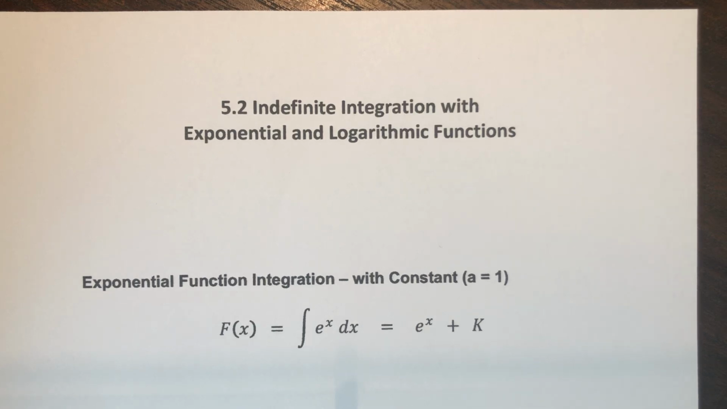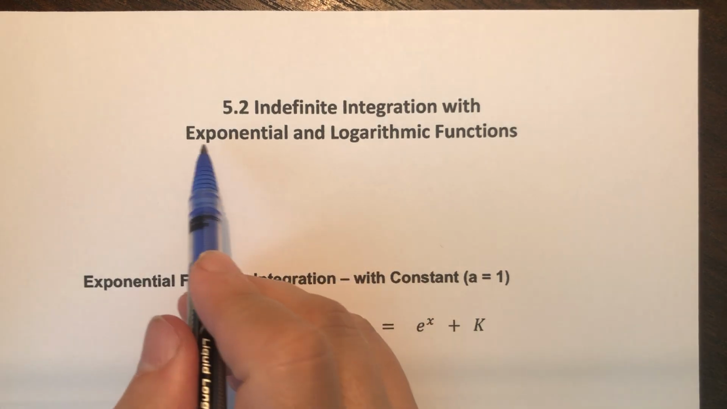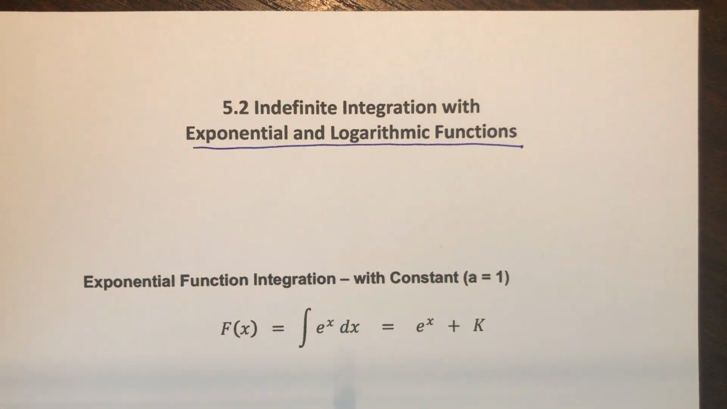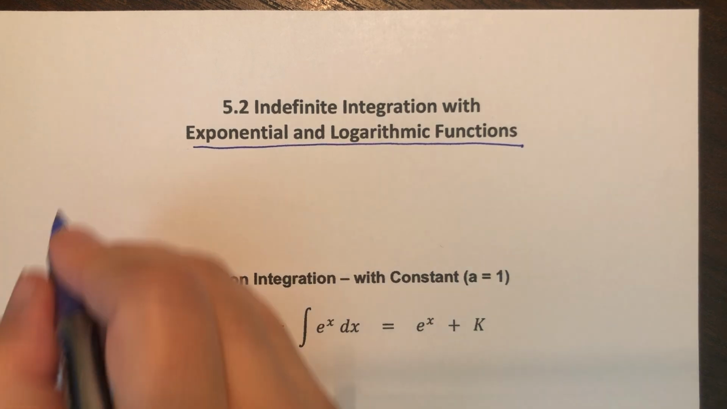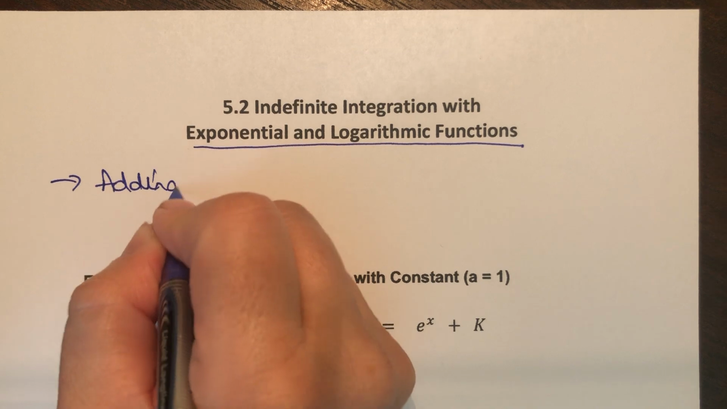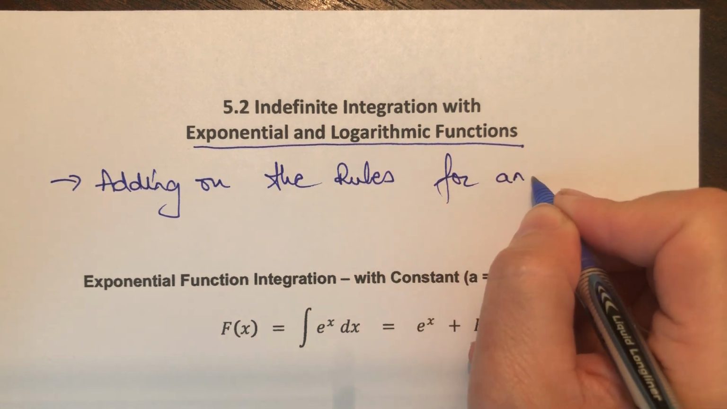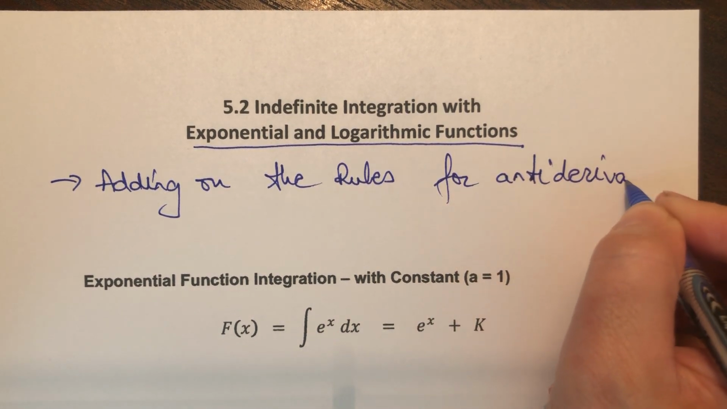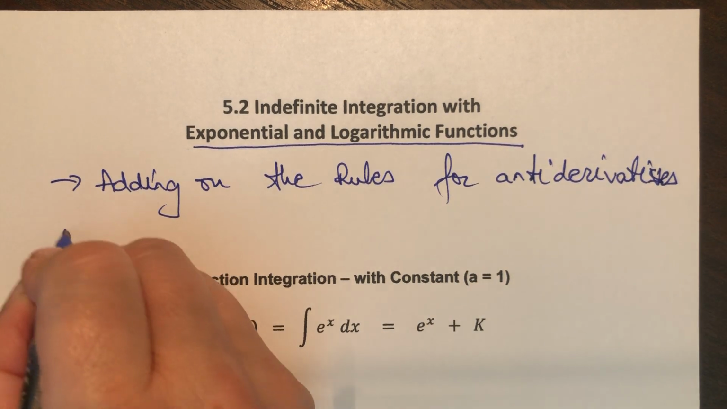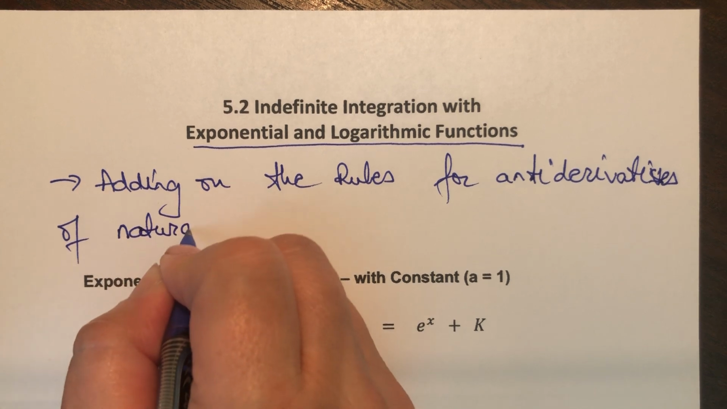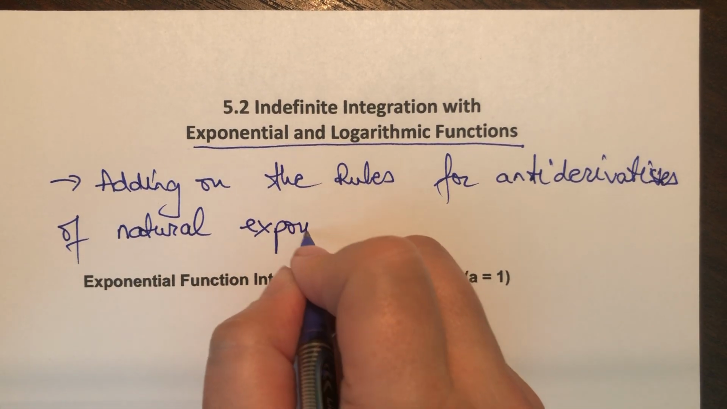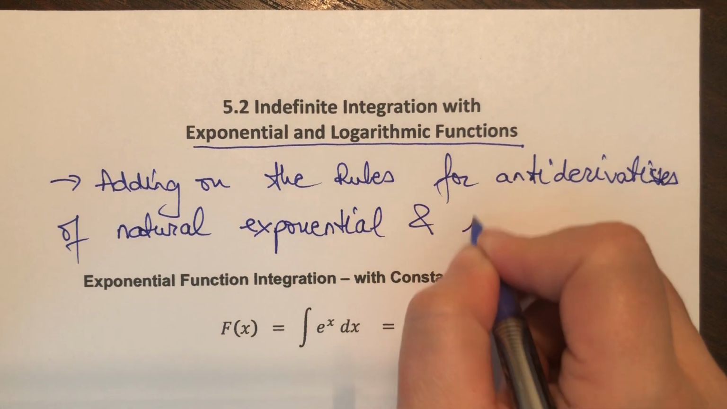All right, class, let's continue with finding antiderivatives of exponential and logarithmic functions. Same as we separated a little bit for the derivatives, we're separating so it wouldn't be so much in one section, but we want to add on. So we just want to be adding on the rules for antiderivatives of exponential, not any, but just the natural exponential and logarithmic functions.